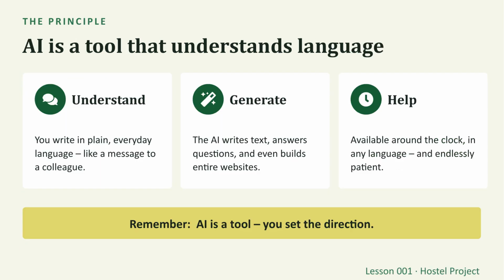What is artificial intelligence, really, with no technical jargon at all? Picture a tool that understands your language. You type a perfectly normal request, just like a message to a colleague. The AI reads your request and creates something new from it, a reply, a letter, an idea, or even a complete website. And it's always there for you, at night, on weekends, in any language, and it never loses patience, no matter how often you ask.